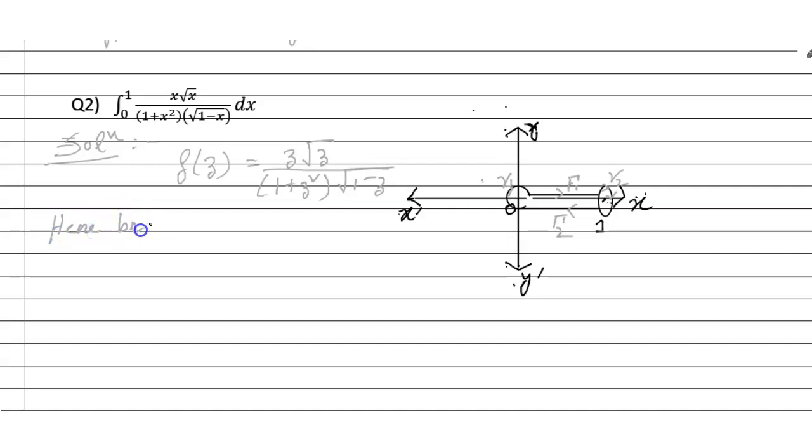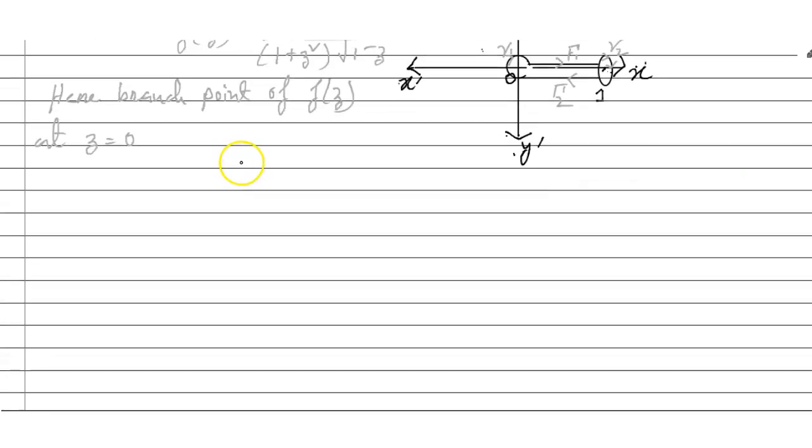Here the branch points of f(z) are at z equals 0 and z equals 1, and the branch cut is 0, 1. f(z) is not continuous at the interval 0, 1.